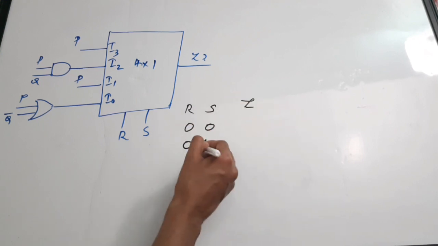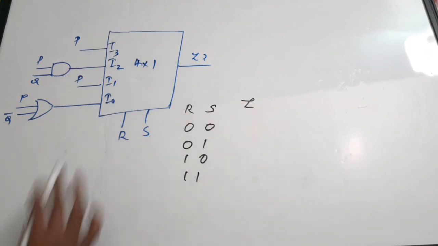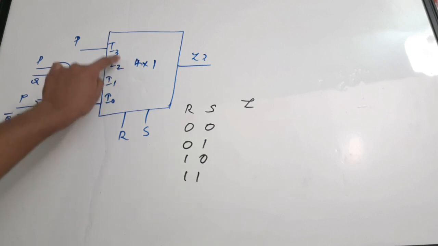0, 0, 0, 1, 1, 0, 1, 1. And for 0, 0, what is it? Don't get confused here. It is from I0, I1, I2 to I3. So from here it will start, 0, 0, likewise.